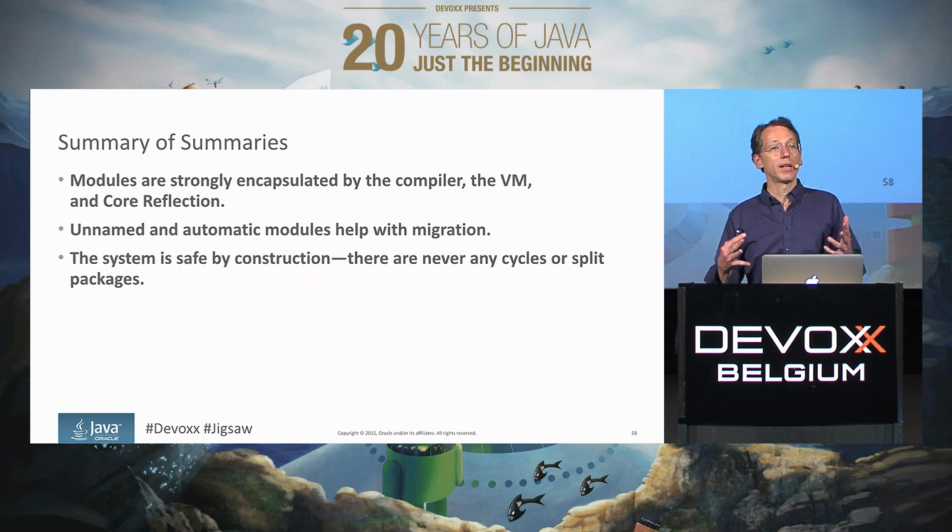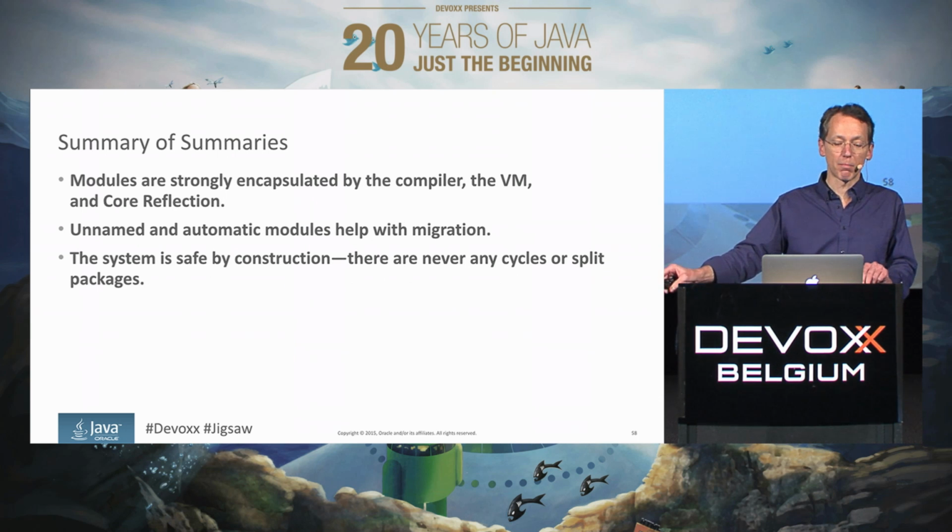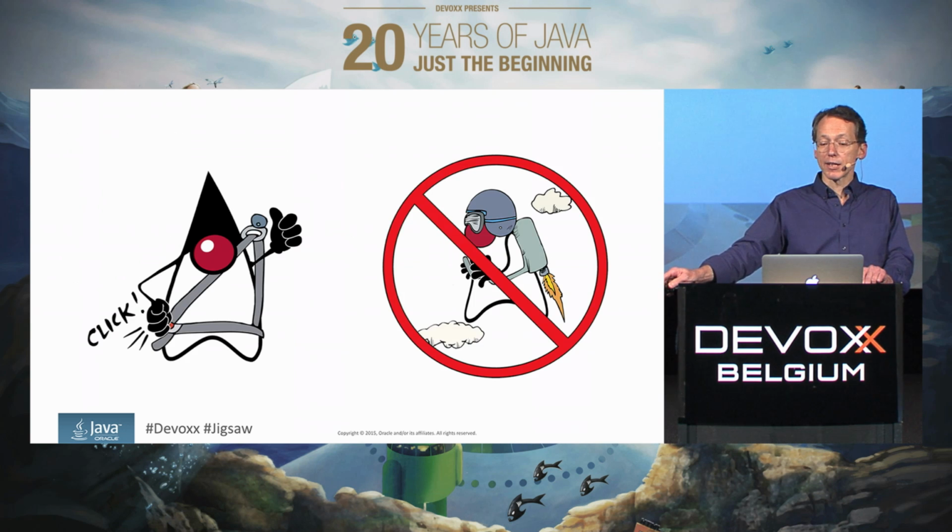Zooming out, here are the 3 key points. Modules are strongly encapsulated by the compiler, the virtual machine, and core reflection. Unnamed and automatic modules help with migration, and the resulting system is safe by construction. I'll say it again, there are never any cycles or split packages. In essence, the module system is a seatbelt. It's not a jetpack.